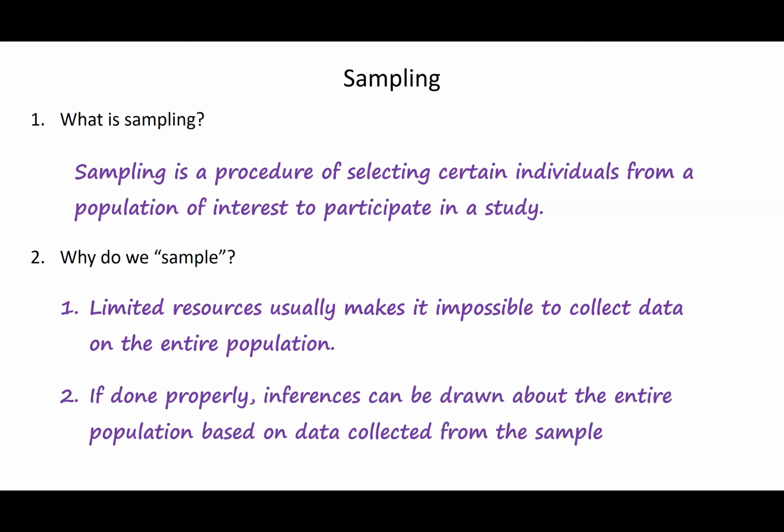And then 2, and this is our happy place, if sampling is done properly, and we're going to talk about what that means, the results that we see happening in the sample, we can make inferences back to that population. So as long as we have our study designed properly, we can take our sample results and relate them to the population.